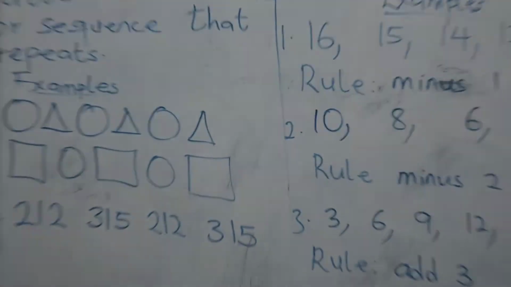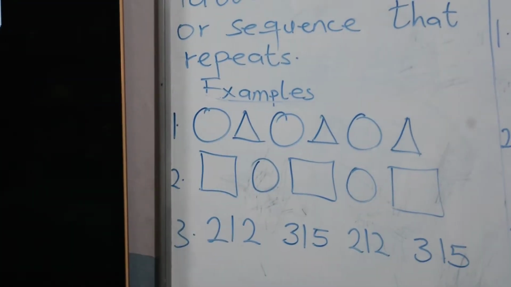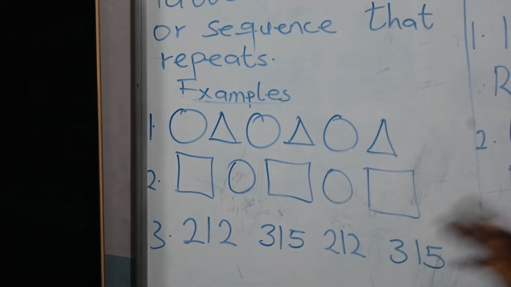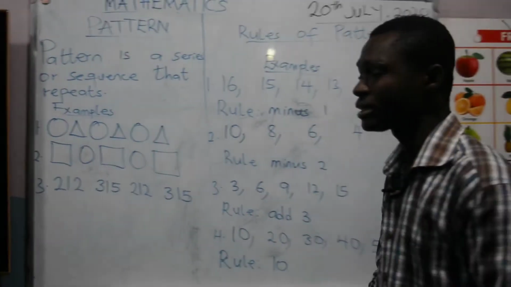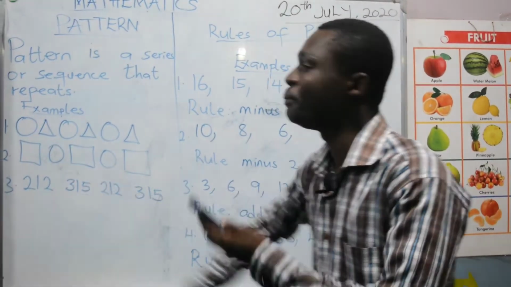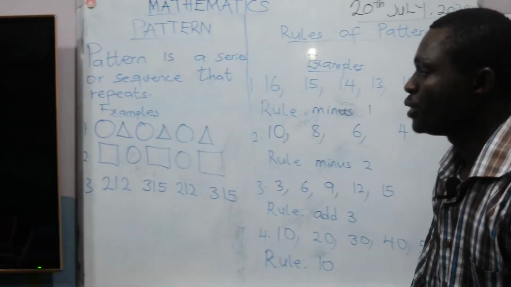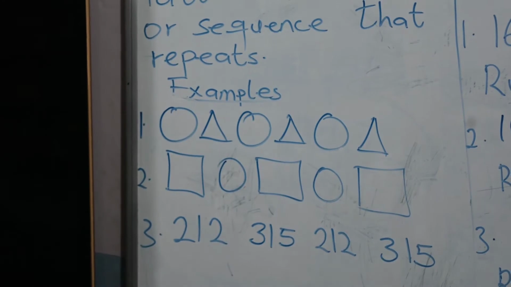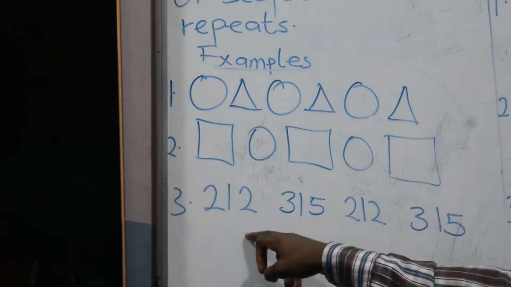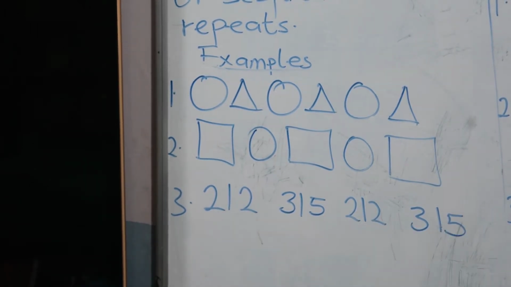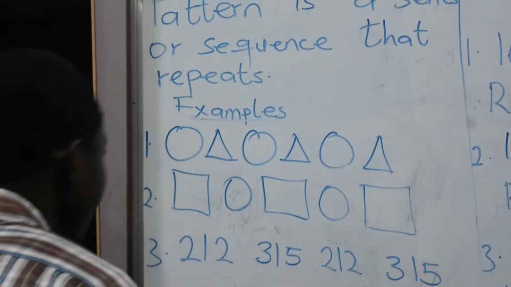Example 2. We have here square, circle. When you look at here too, square, circle, square, circle. So we are just repeating it. Have you all seen it? Yes. We are just repeating. That is what we call pattern. The last example, we have 2, 1, 2, 3, 1, 5. When you come here, 2, 1, 2, then 3, 1, 5 must follow.